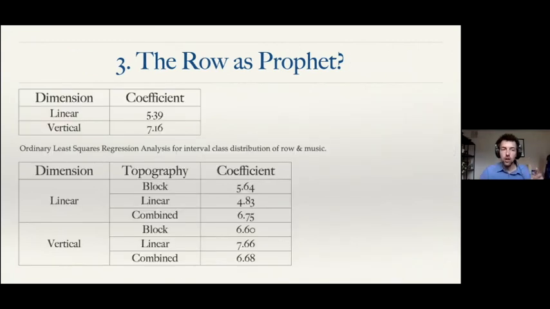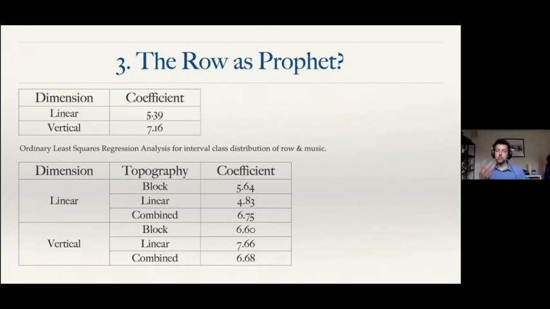So to ask to what extent topography might come into play, I ran further regressions on each subset of the corpus that uses block, linear, or combined topography. Intuitively, again, this is my kind of supposition, we might think that linear topography would have a greater effect on linear intervals and block topography would have a greater effect on vertical intervals. But either way, I would have expected that block topography would probably have a greater overall effect. In reality, as you can see from all these coefficients, it's all pretty similar. If anything, the strongest relationship is between vertical intervals and linear topography.